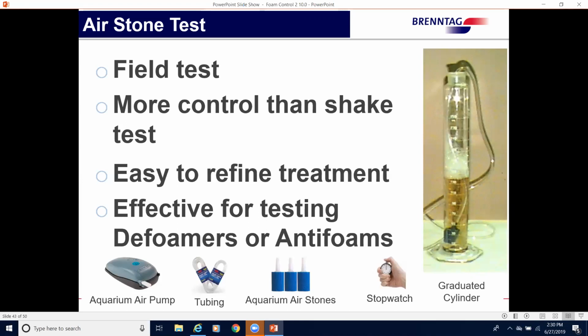One thing to keep in mind is that if you're testing all day and you're using the airstone test, you need to make sure that you bring more than one air stone with you, because as you're dosing your defoamer throughout the day, that defoamer will go into your air stone. And what you'll realize is that towards the end of the day, you'll need less product and it's performing better, and that's because it's absorbed into that air stone. So just something to keep in mind.